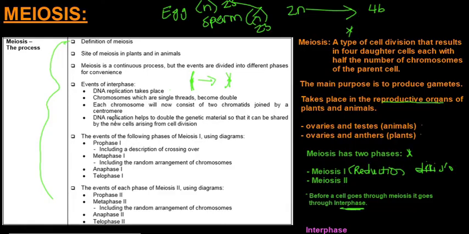DNA replication helps to double the genetic material so that it can be shared by the new cells arising from cell division. DNA replication is important because it ensures the sharing of hereditary material by all daughter cells. It makes sure that all the daughter cells have some genetic material that can be passed on.